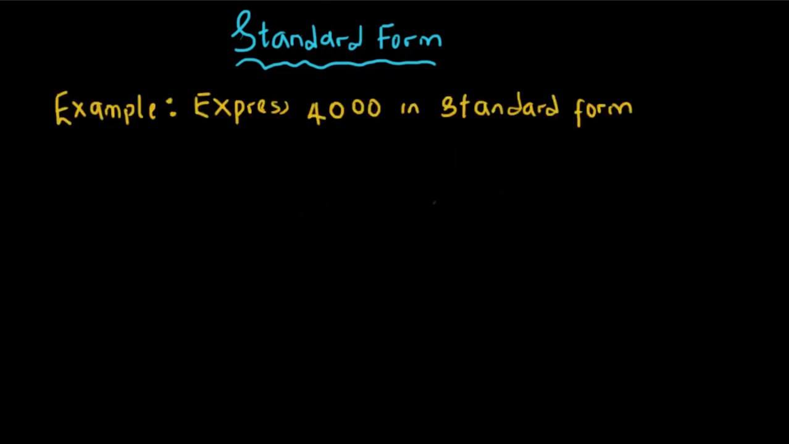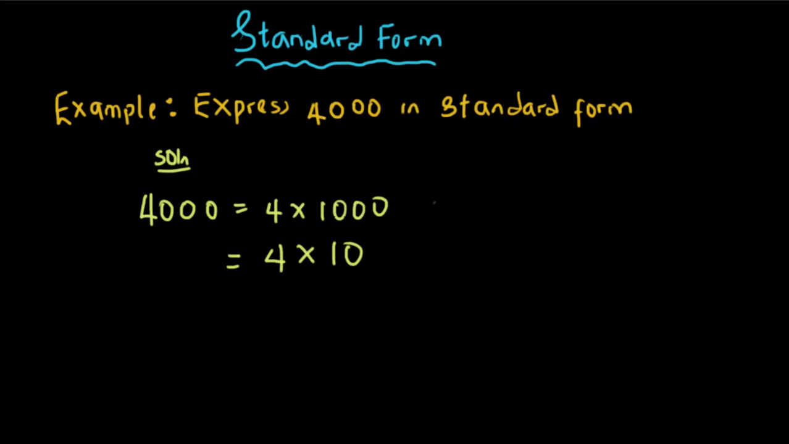Now we have this question: express 4,000 in standard form. Now 4,000 is equal to 4 times 1,000. Does that make sense? Which is equal to 4 times 10 raised to power... How many zeros do we have? 3 zeros. So 10 raised to power 3. Now if you look, 4 is between 1 and 9.999. So this is correct. So it means that this is our answer. Is this not simple? Let's take another example.